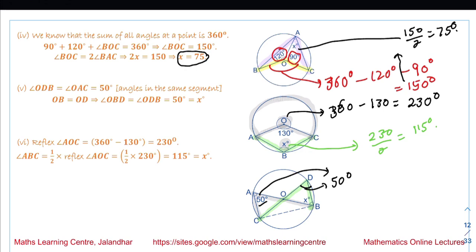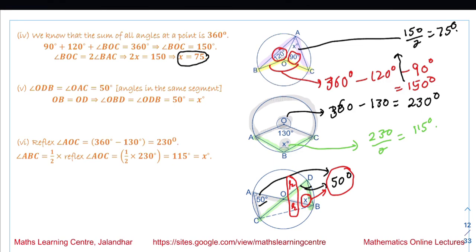Now next we have these two lengths. We are saying OD is the radius, OB is the radius. So the value of x should be 50 degrees because over here the lengths of OD and OB are equal, and in triangle OBD, when we look at these angles, they should be equal, so the value of x we will get is 50 degrees.